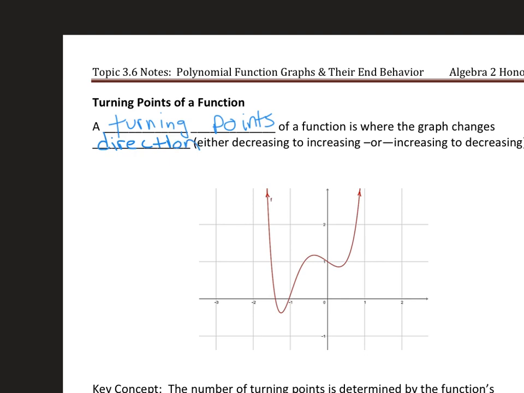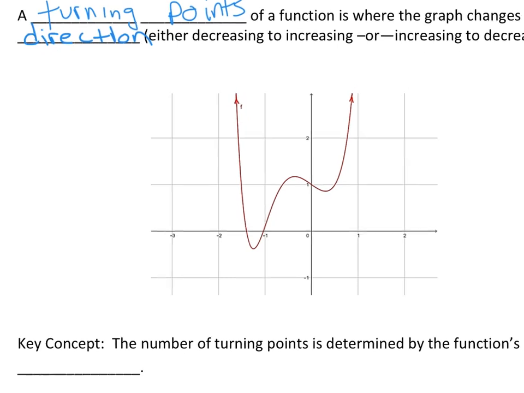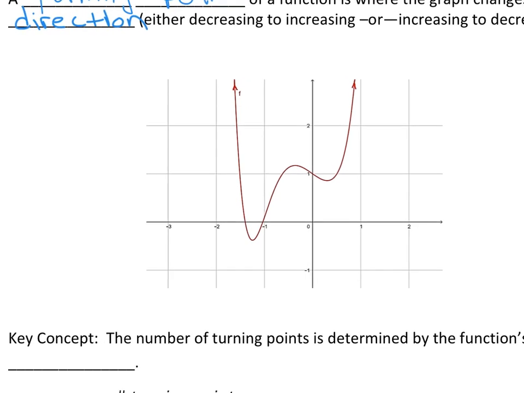In this graph here below, we've got 3 turning points. See if you can spot them. Right here, we were going down and now it's going up. Right here, we were going up and now it's going down. And here, we were going down and now it's going up. So if we look at all of these, we've got 3 turning points altogether.